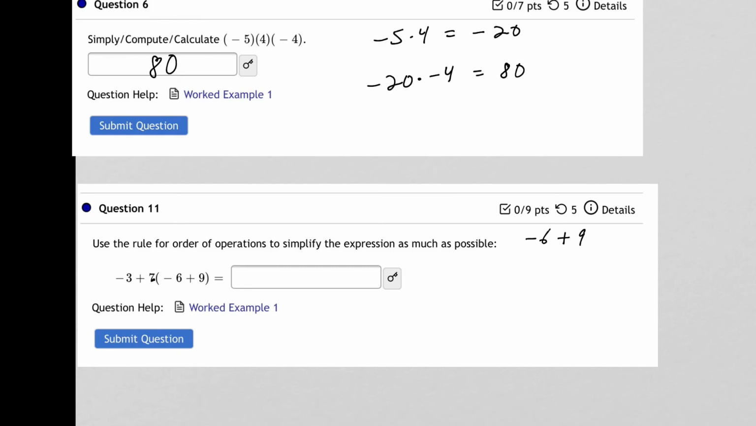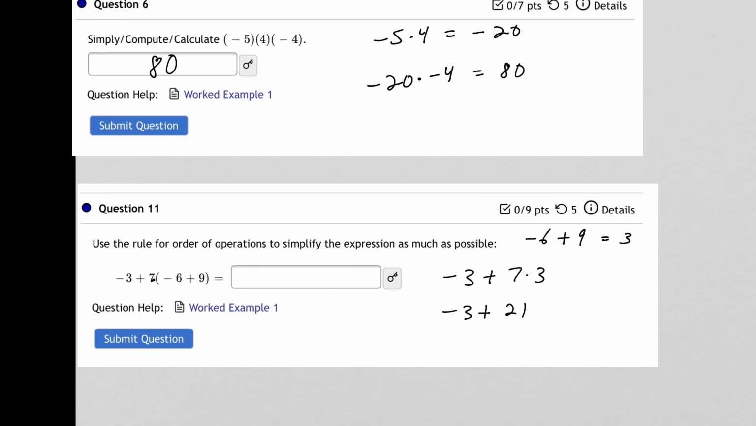Now, we can use our rules, or these numbers are small enough you can just do this in your head. Think of this as if you owe $6 and you get paid $9, what's your net result? You're still going to have $3, right? It's positive 3. So now this becomes negative 3 plus 7 times positive 3. Now what do I do next? Well, I have to do multiplication. Positive 7 times positive 3 is going to be positive 21.